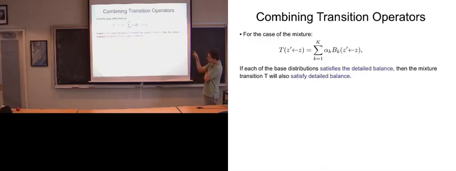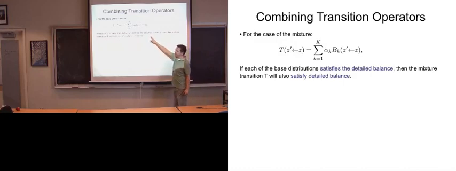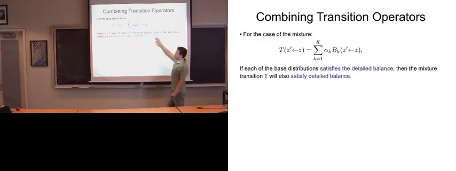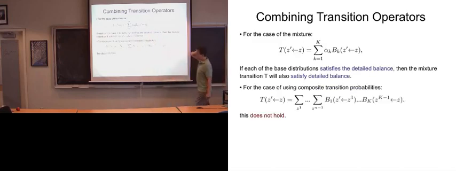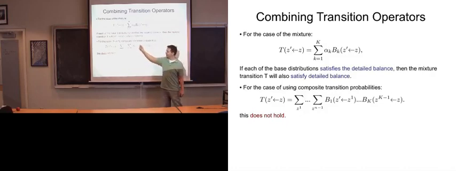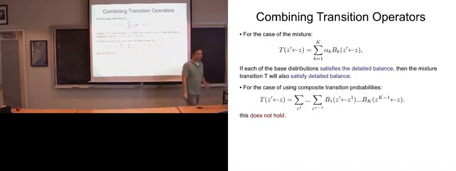So if we look at the case of the mixture model, if each of the base distributions satisfies the detailed balance, then the mixture transition T is also going to be satisfying the detailed balance. Okay? Now that should be obvious because it's just a sum. It turns out that if you combine transition operators using these composite transition probabilities, then even if each one of these operators is reversible, the combined one is non-reversible.